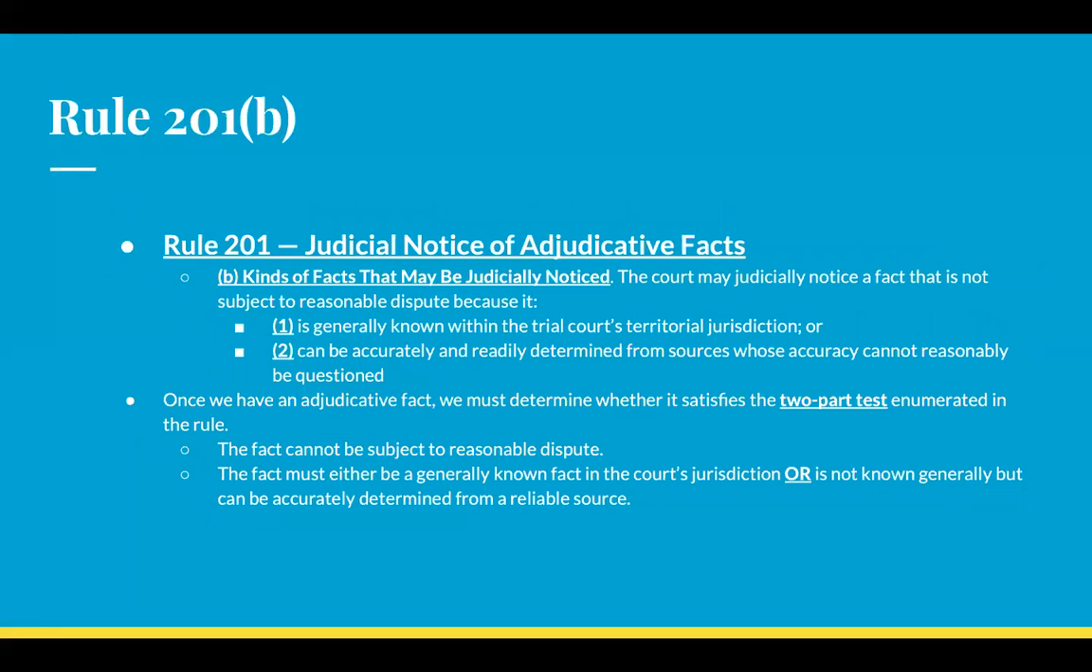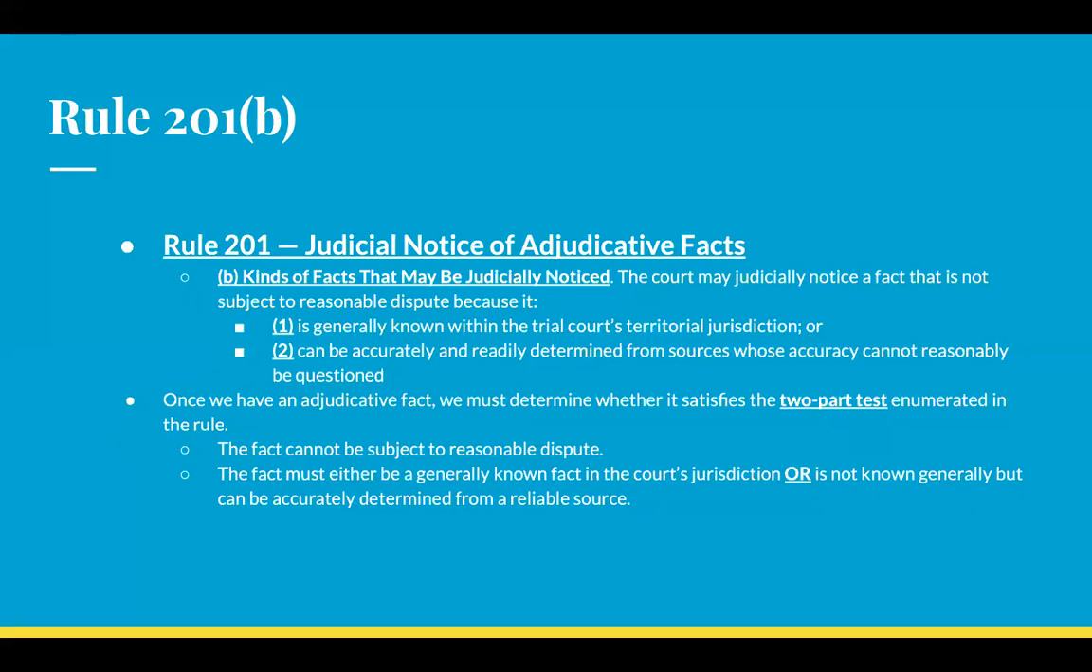Moving to Rule 201B, once the fact is determined to be adjudicated, there is a two-part test that needs to be satisfied to secure judicial notice. First, the fact must pass the initial threshold that the fact cannot be subject to reasonable dispute. Second, the fact must fall under either of the categories listed in 201B1 and B2. The first category is that it must be generally known within the trial court's territorial jurisdiction.